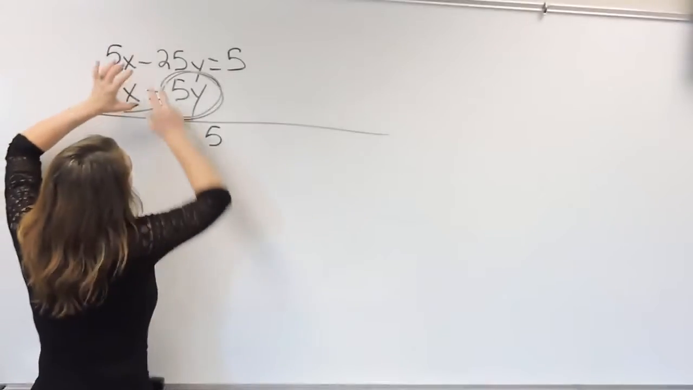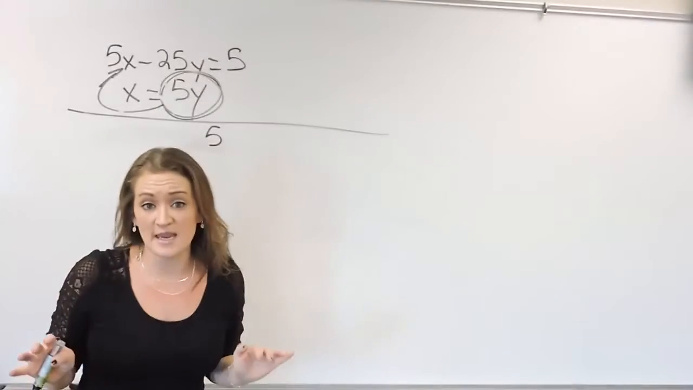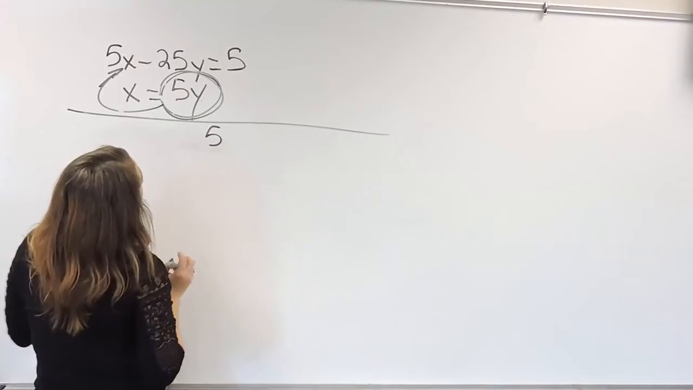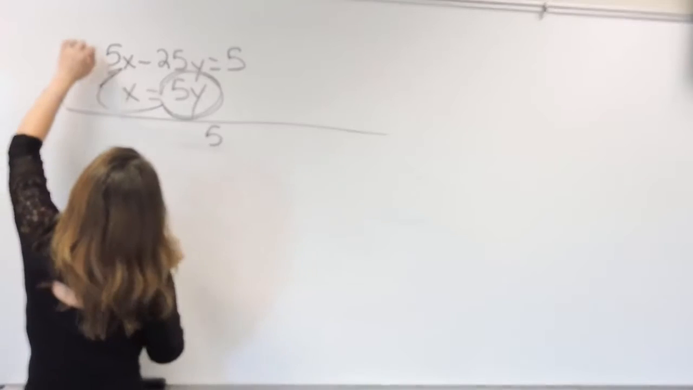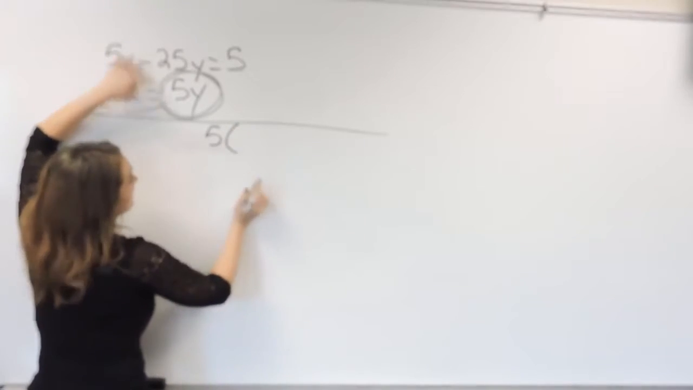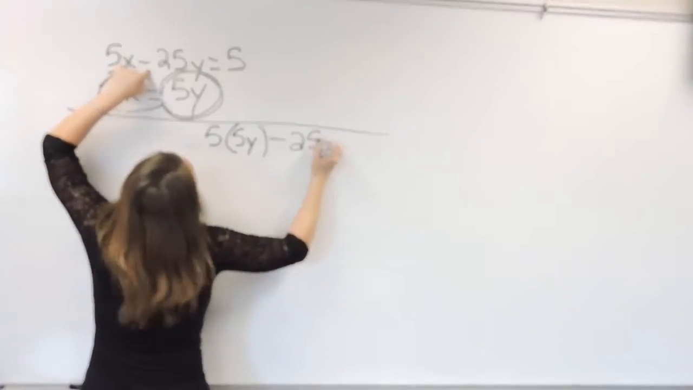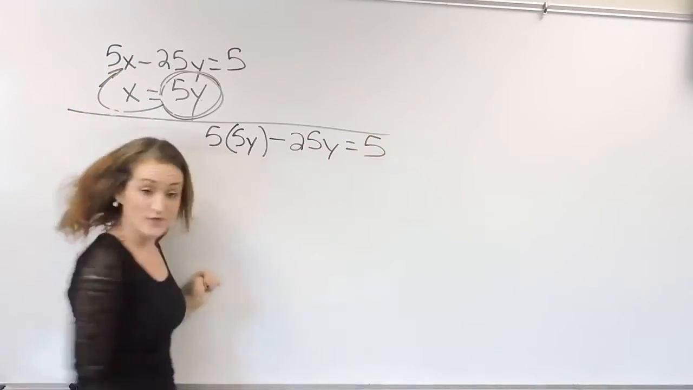So what that's going to look like is this. The bottom equation is solved for x, so I'm going to take this one and plug it into the other one. The top equation is going to stay the same. The only different thing is that instead of x, I'm plugging in a 5y. So that's going to look like 5x, but instead of x, we have 5y, minus 25y is equal to 5.